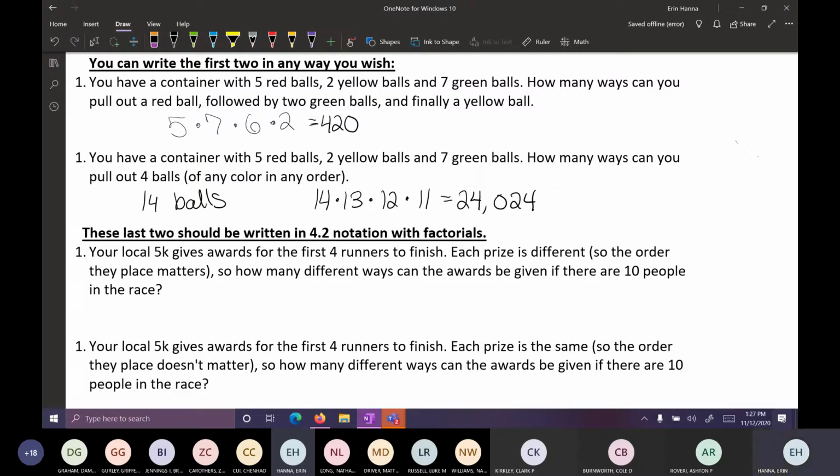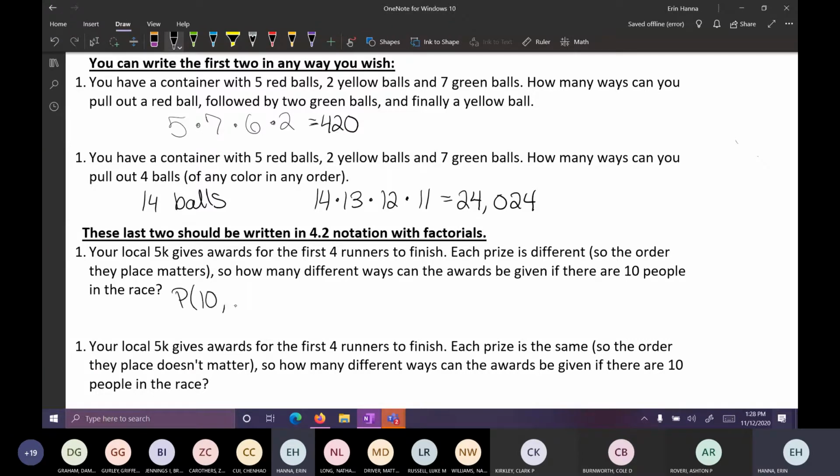Well, for these last two, these are your arrangements and your selections. So essentially, the 5K there has 10 people in it, and it essentially awards the first 4 people. In the first case, the order does matter because the prizes are different. And in the second one, the order doesn't matter. So essentially, the first one turns out to be a permutation, an arrangement, because the order matters.